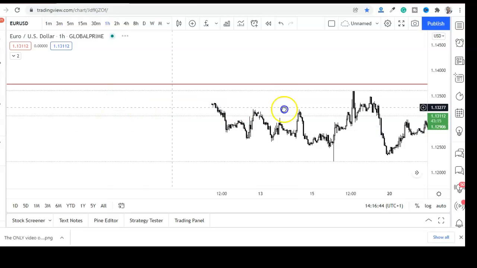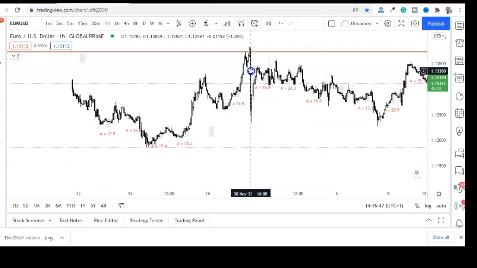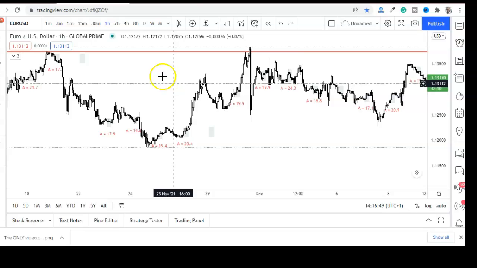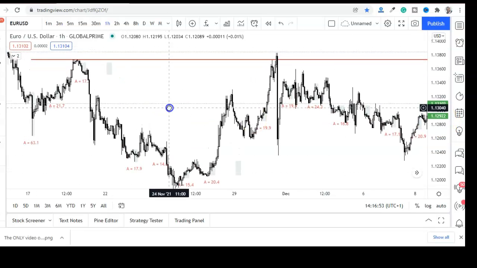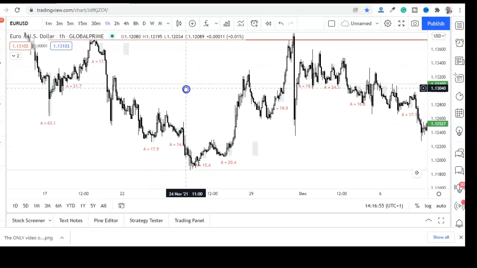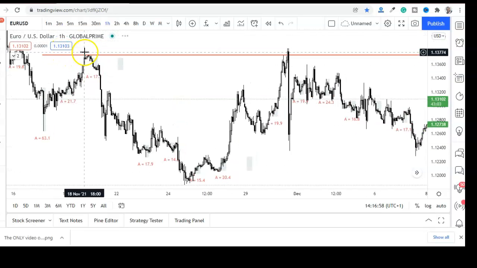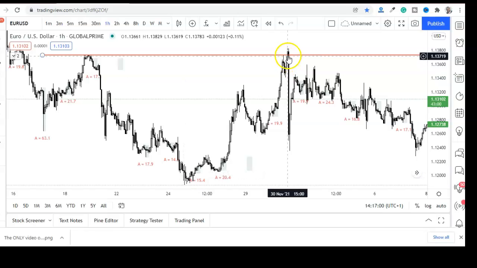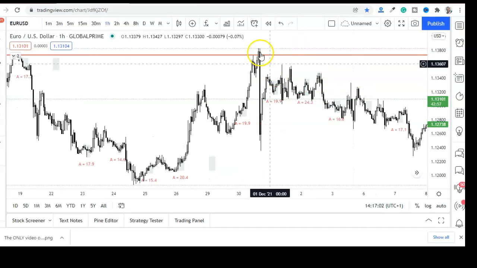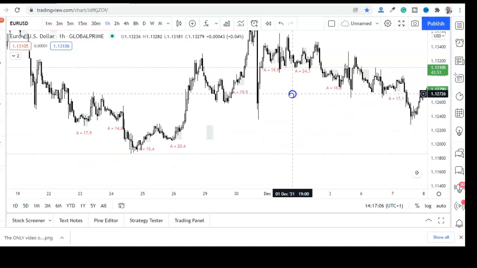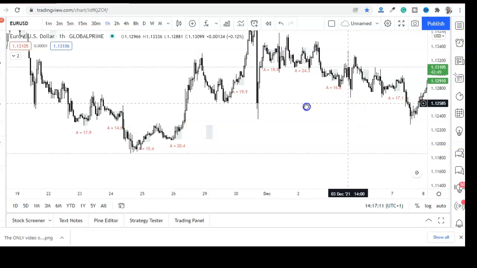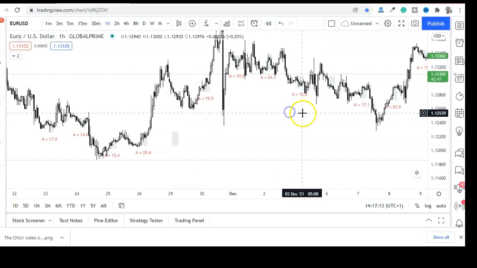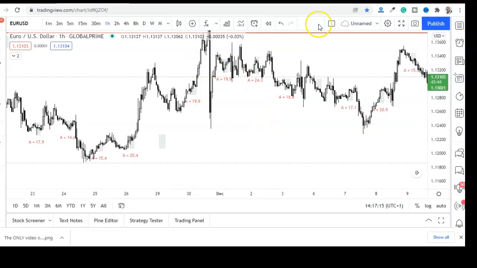when you move down to the 1 hour, what can you observe here? We observe that from this range to this range, we have a break. You can see a close above that. This is a valid break for us to look for a form of buying opportunity to take this price higher.